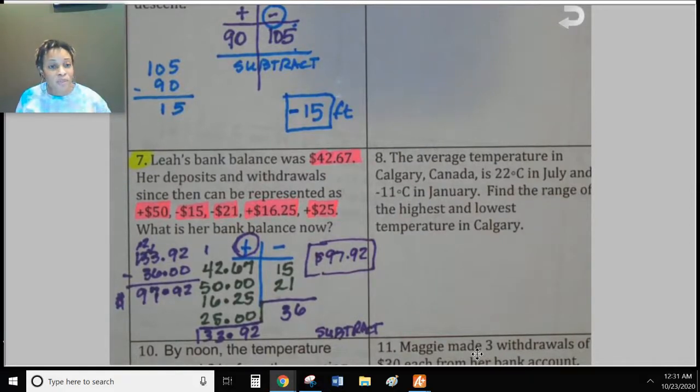So I hope that this seemed really easy. Remember, we want to look for integer words that denote positive and negative meanings: deposit, withdrawal, credit, debit, ascend, descend. Use your chart in your interactive notebook to help you. And we want to start using this great strategy called the scoreboard whenever we're combining our integers. So good luck and let's practice.